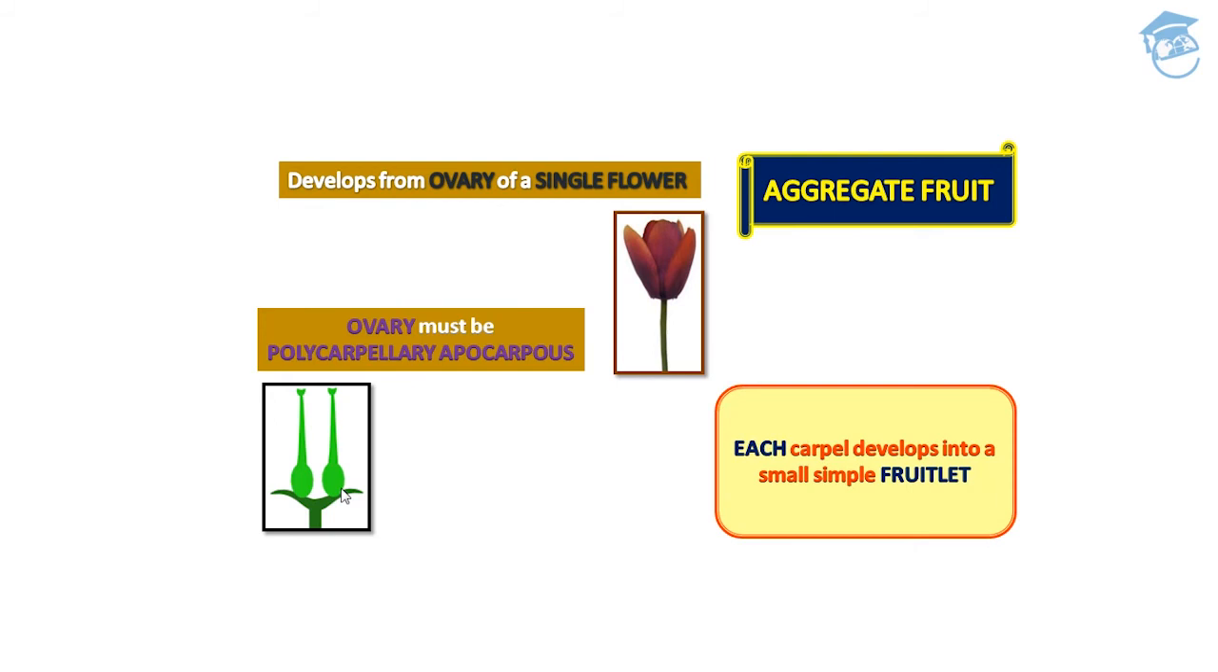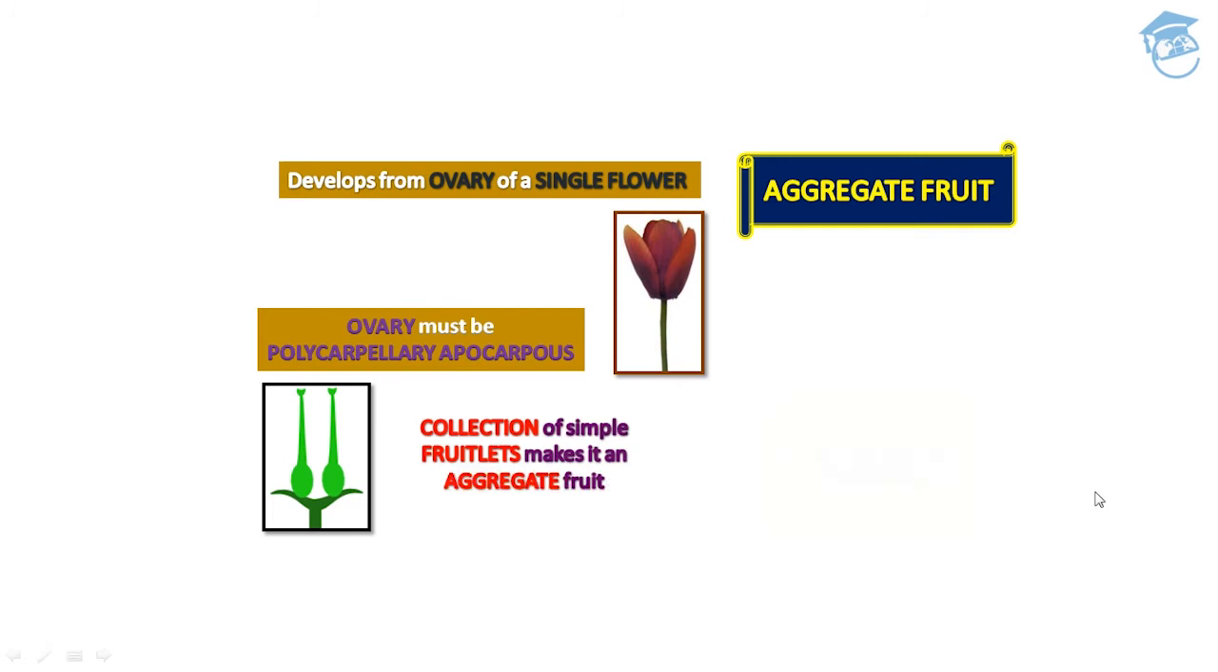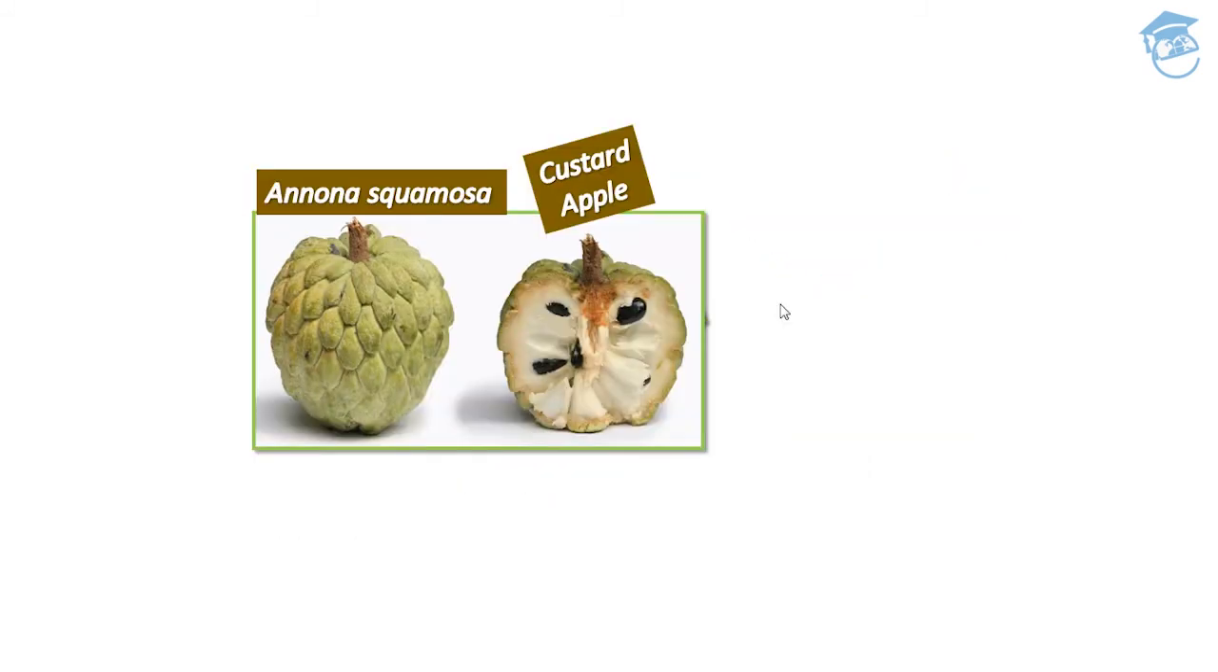Okay, each carpel develops into a small simple fruitlet. Okay, and collection of simple fruitlets makes it an aggregate fruit. So that is called as etaerio. Okay, so these are the multiple, you can say, fruit. Example is custard apple, whose botanical name is Annona squamosa.